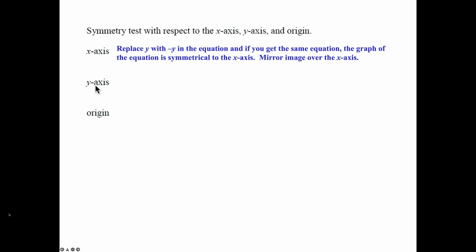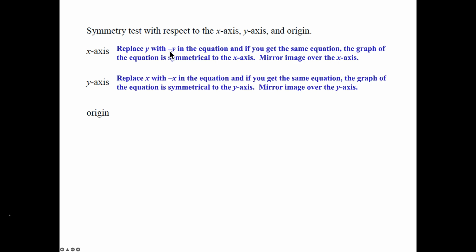For the y-axis, because we're just changing the name from x to y, in my definition you should change the y's to the x's. So now you replace the x with a negative x, again in parentheses everywhere in the equation. Every place there's an x, you put parentheses around it and put in a negative x. Simplify it again, and if you come back to the original same equation, then the graph is symmetrical to the y-axis. It's being flipped over the y-axis.